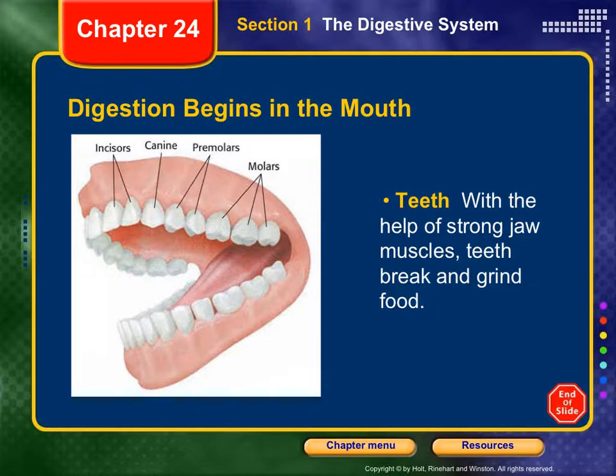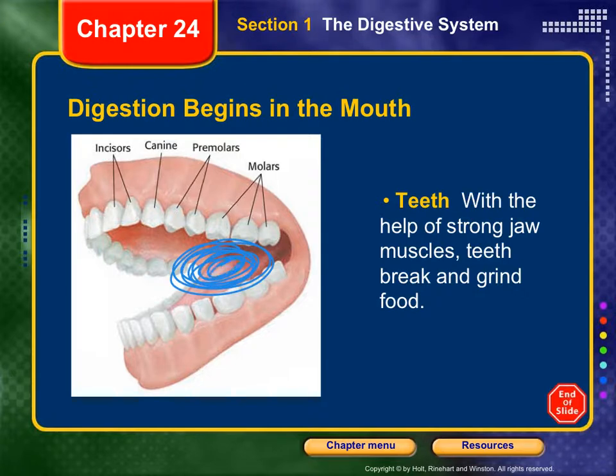Okay, so that mechanical digestion starts here in the mouth. So your teeth are actually part of your digestive system. And there's different types of teeth that help with like tearing food and then grinding food. And it helps to mix the food around in the mouth, and your tongue helps you mix your food around in your mouth.